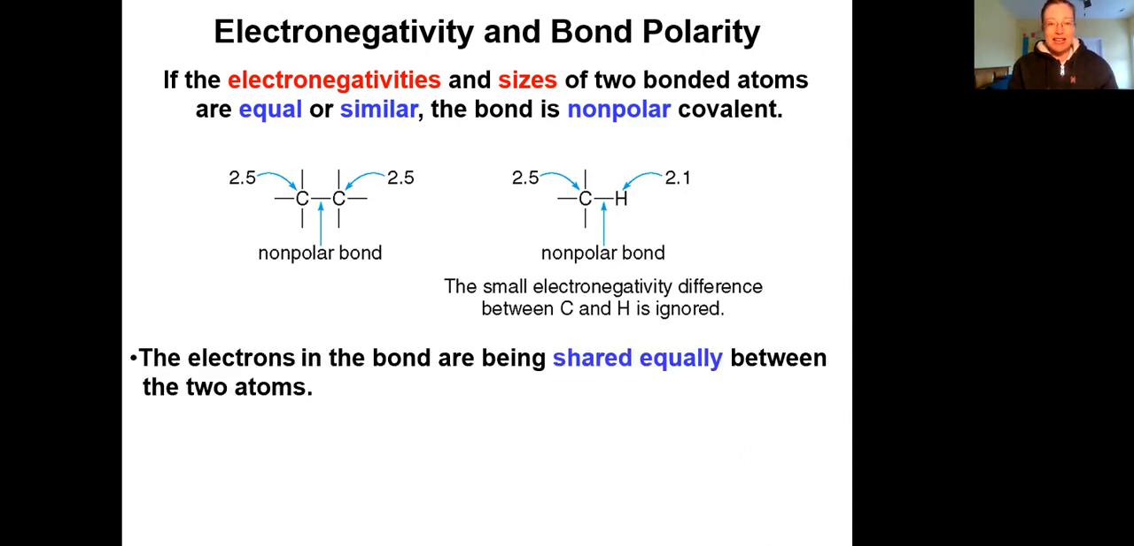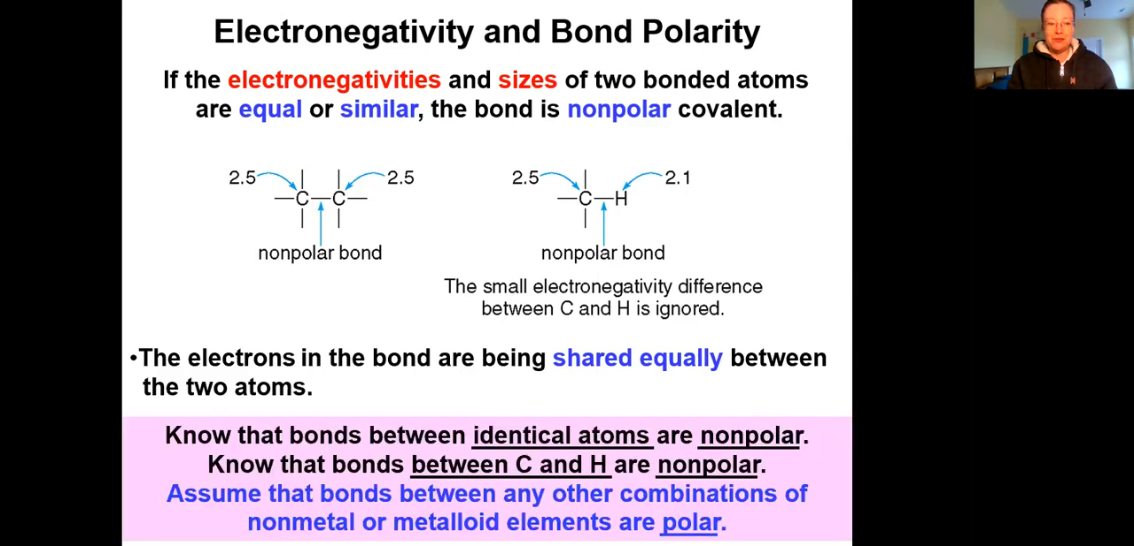The electrons in a nonpolar covalent bond are being shared equally between the two atoms that are bonded together. I need you to know that bonds between identical atoms are nonpolar. I also need you to know that the bonds between carbon and hydrogen are nonpolar. Now, here's where we get into a little bit of trouble. Technically, any bonds between any other combinations of nonmetal or metalloid elements should be considered polar.